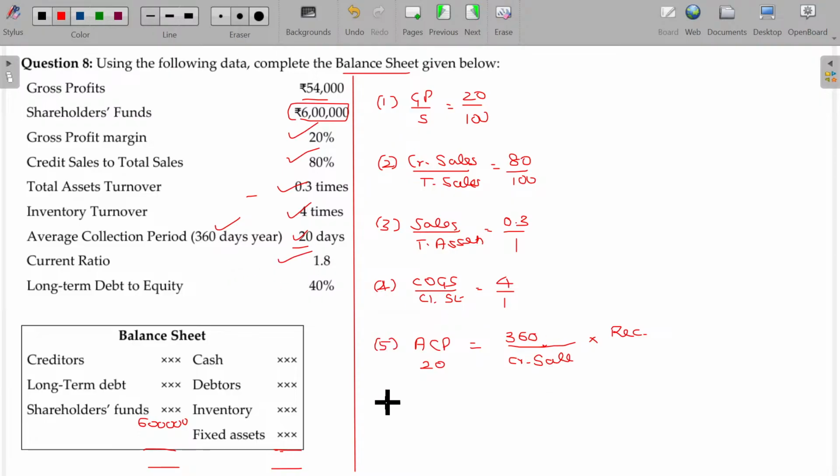Current ratio. Current assets by current liabilities, 1.8 by 1. Seventh one: long-term debt divided by equity. Long-term debt divided by equity. Equity, 40 by 100. Is that clear?